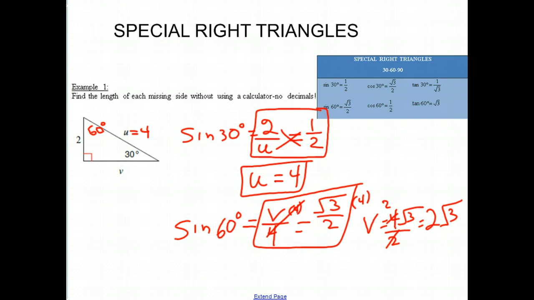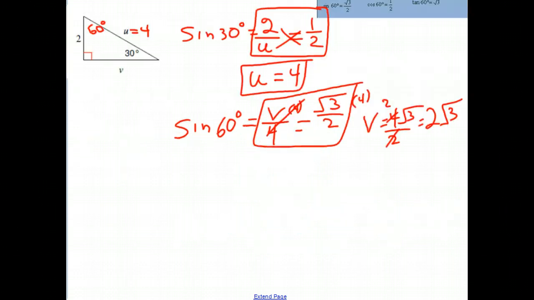Keep in mind, we could just as well have used the cosine. So why don't we do that? If we wanted to use a cosine function, we would have said the cosine of 30 degrees is equal to its adjacent side v over the hypotenuse 4. And when we look things up, we know that the cosine of 30 degrees is the square root of 3 over 2.